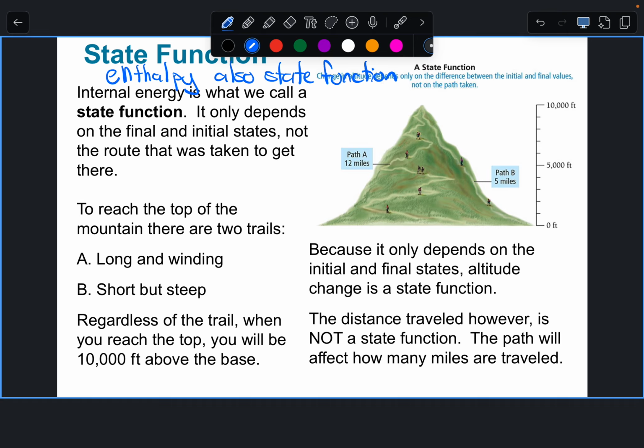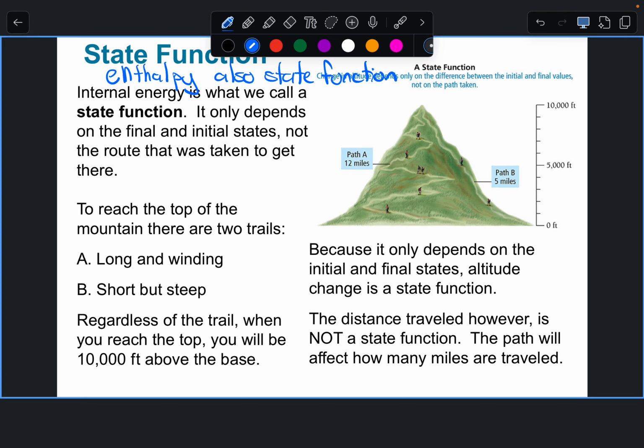Heat and work are not actually state functions. So the two of them added together equal energy. Energy is a state function, internal energy, but heat and work are not. And so it affects how we're able to do calculations. So the example there is heat and work are like the hikers. The path that they take is going to affect the mileage. Like you can take the 5 miles straight up, or you can take the 12 miles back and forth. So that would be equivalent to heat and work. The mileage would be affected based on the path.